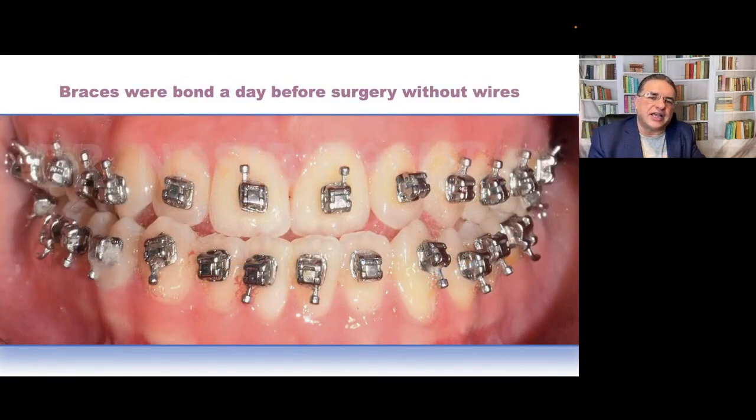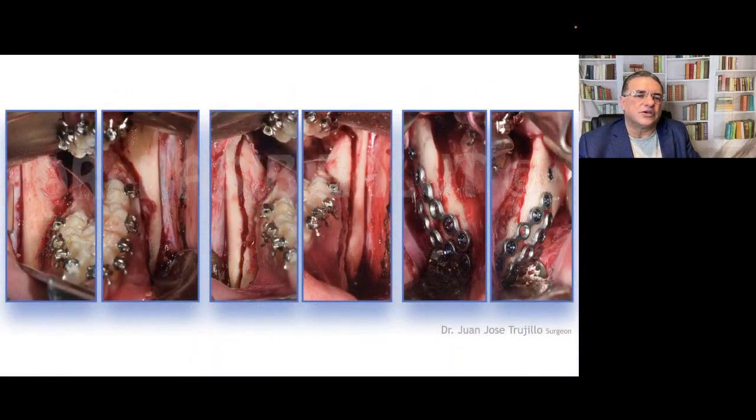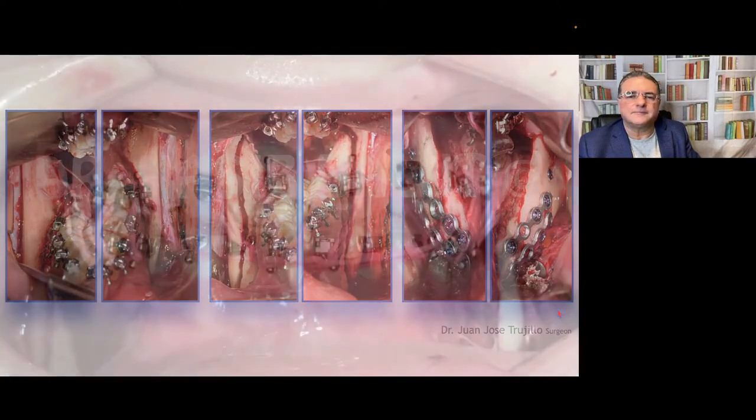So in surgery first cases, I bond the brackets a day before the surgery, and I send the patient without wires. I will put the wires in the operating room at the end of the surgery. So they did the mandibular setback.